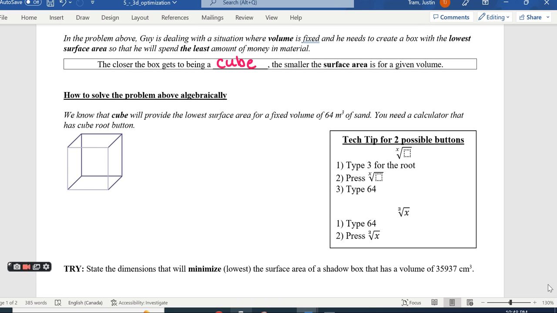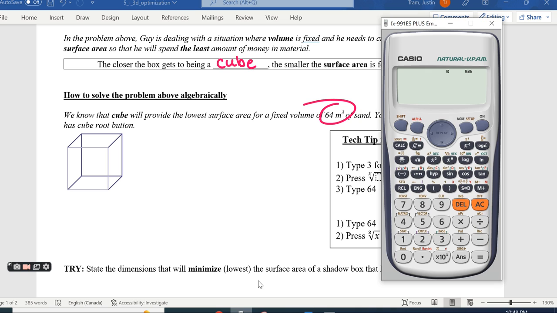Now, how to solve this problem algebraically? We know that a cube will provide the lowest surface area for a fixed volume of sand. You need a calculator that has a cube root button. So, most of your calculators will have something that looks like that. Okay? Your phone should have it as well. If it doesn't, your calculator might have something that looks like that, which allows you to type in any number in here, which in your case, you would need to type in 3. So look for that button on your calculator because you will need it.